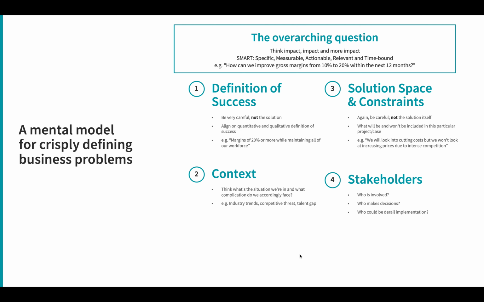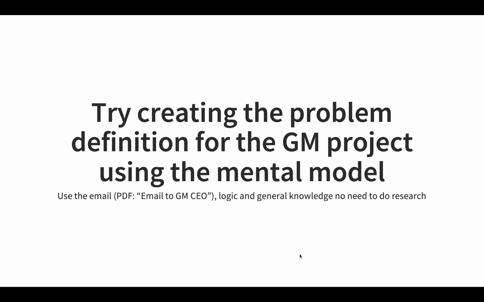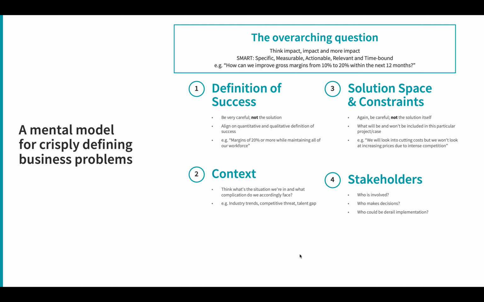Okay, so we've been talking about problem definition in a more abstract way so far. So perhaps try creating the problem definition for the GM project using the mental model that we just discussed, and use the PDF called Email to GM CEO. It's in the lectures. You can view it in the lectures. Use logic, use general knowledge. No need to do research, just think about it and try to fit it into that mental model.